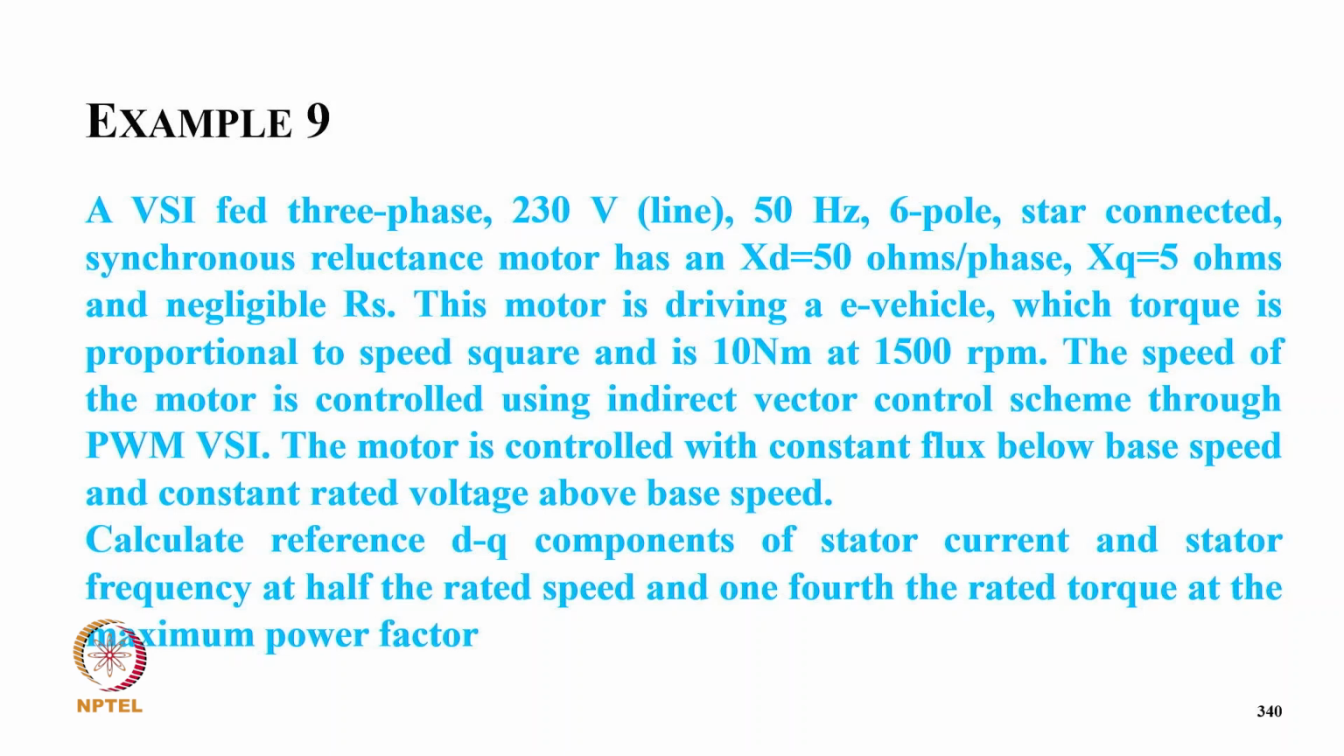Coming to example 9: a VSI-fed 3-phase 230 volt, 50 Hz, 6-pole star-connected synchronous reluctance motor has XD equal to 50 ohm, XQ equal to 5 ohm and negligible RS. This motor is driving a vehicle whose torque is proportional to the speed square, and 10 Newton meter at 1500 rpm. The speed is controlled using the indirect vector control scheme through a voltage source inverter. The motor is controlled with a constant flux below base speed and constant power above base speed. Calculate the reference DQ components of current and stator frequency at half the rated torque and 1/4 of the rated speed.